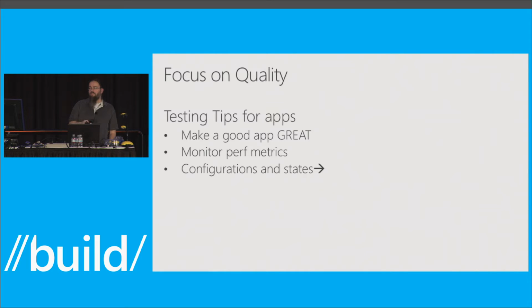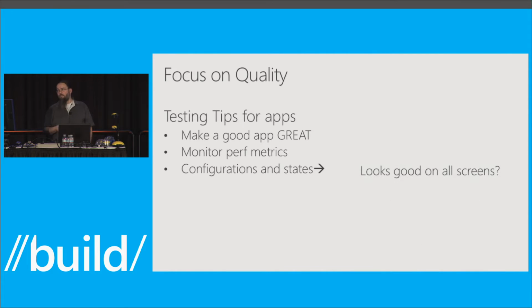So the two key things to remember here are: monitor your perf metrics throughout your development process, and be aware of all the different configurations and states that your app can be used in the real world. So that's really important too. There are a couple that we already touched on, making sure it looks really good on all screens. Also, we didn't talk about network, but that's another key one. In mobile applications, your network connections are changing all the time. They can be good, they can be non-existent, they can be bad. You want to make sure your app is robust against all these changes.